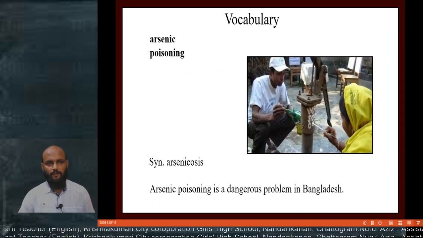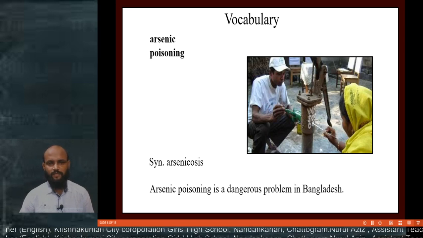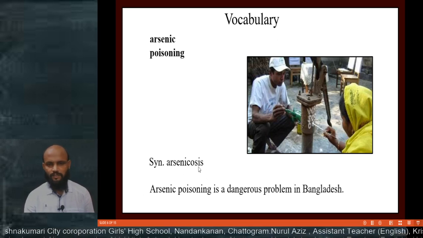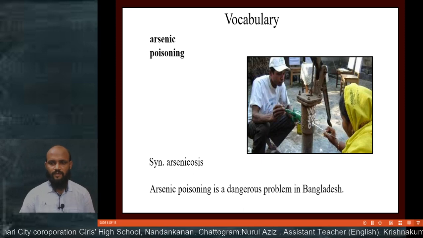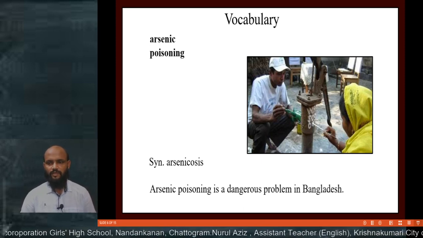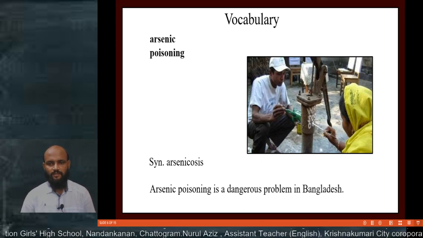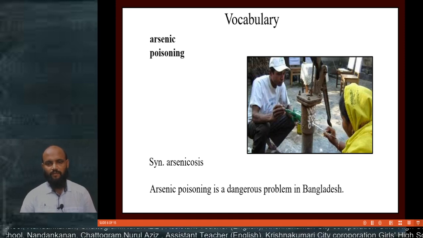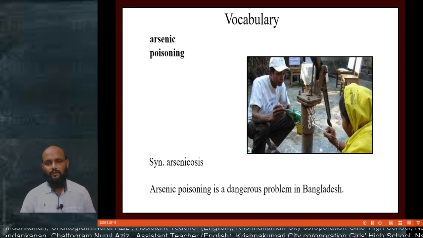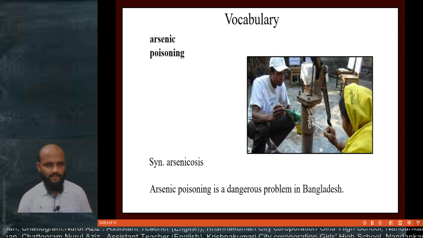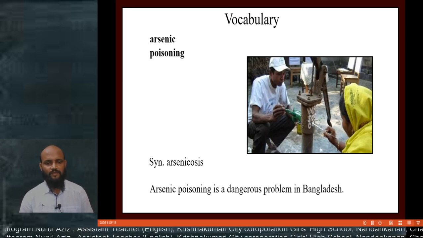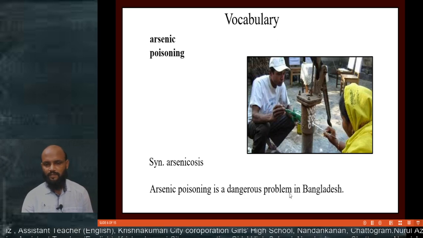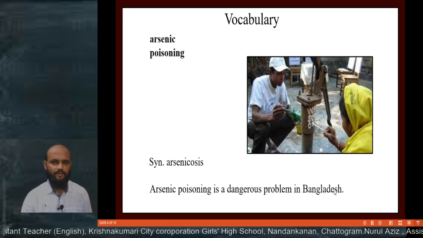Vocabulary number 2, arsenic poisoning. Arsenic poisoning is synonymous with arsenicosis. Arsenic is a poison that we find in tubewell water, from underground water. Where there is arsenic, the tubewells are marked in different colors. In some places in Bangladesh there is arsenic poisoning, and people suffer from this arsenicosis. So arsenic poisoning is a dangerous problem in Bangladesh. Please write down the meaning if you can.